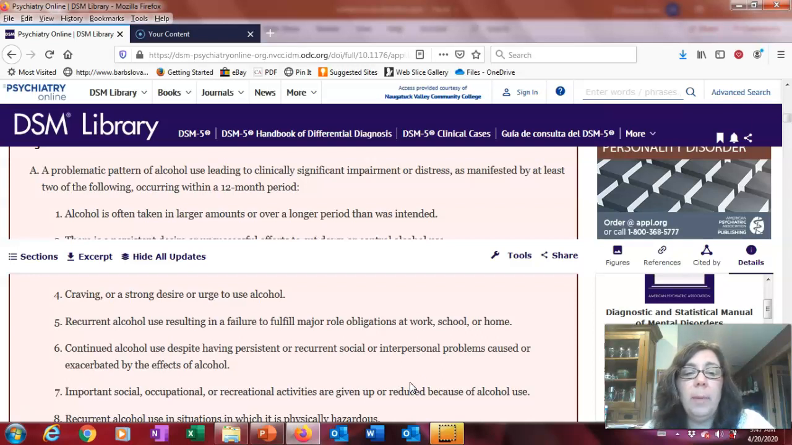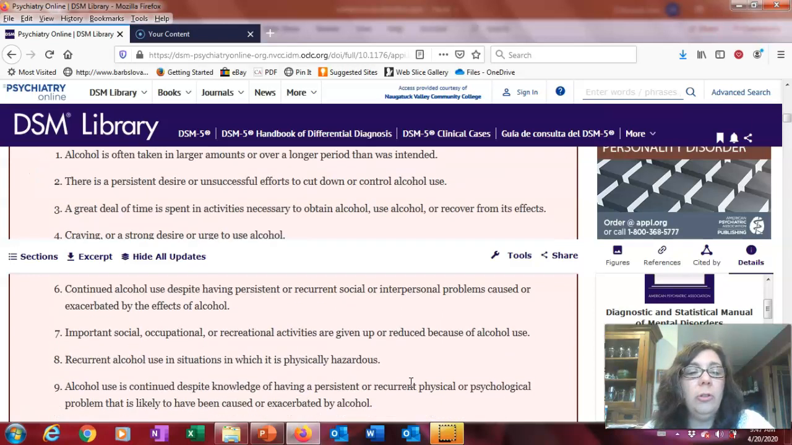Continued use of alcohol despite social or interpersonal problems, right? So this is people don't want to hang out with you, people are angry with you, things of that nature. Important social, occupational, or recreational activities are given up or reduced because of alcohol. So jobs, time with friends, relationships, so it's a little bit repetitive to some other stuff, but we list it separately. Recurrent alcohol use in situations in which it's physically hazardous, and the most common choice here is going to be DUIs, but there's other things as well.